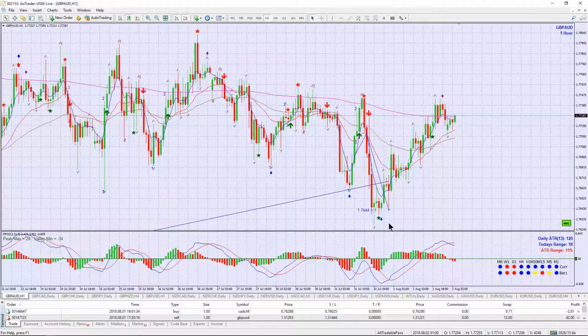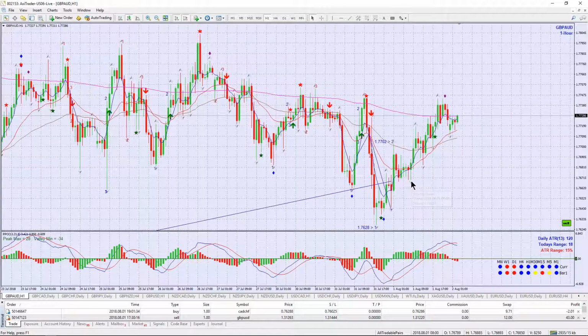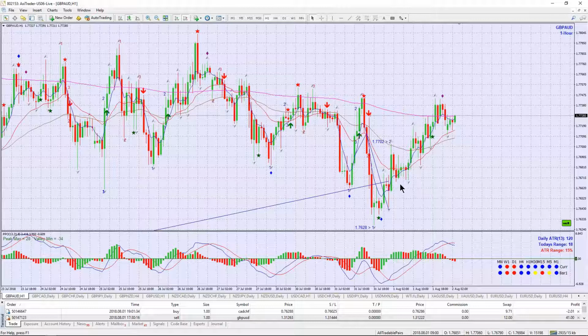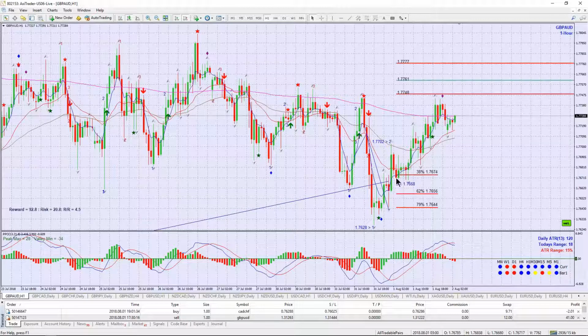So if we enter our 1, 2, 3, our number 2 point here, and our number 3 point at this one. Okay, so now it's telling me that possible target would be in this area here. So this is back to the previous resistance area, or previous high coming down.